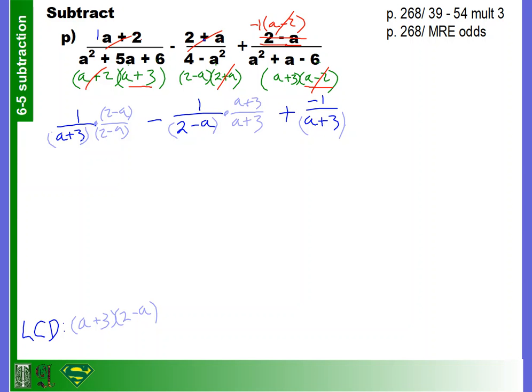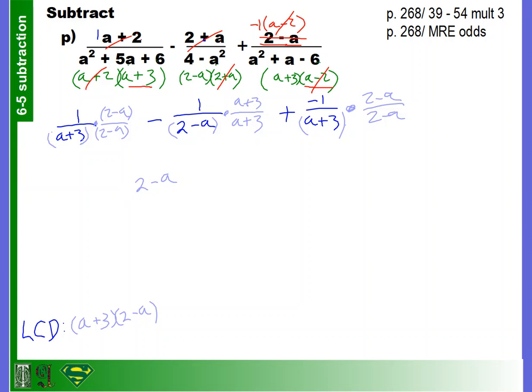And what will I multiply this one by? 2 minus a. So 1 times 2 minus a is pretty straightforward. So we get 2 minus a over, well, you know what? I'm not going to worry about the common denominator right now, because it's the same for all of them. I'm not going to rewrite it. In addition and subtraction, I only add and subtract the numerators. So I'm not going to worry about the denominator. I know what it's going to be.